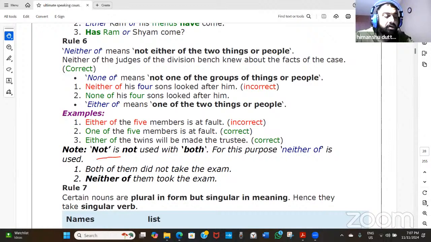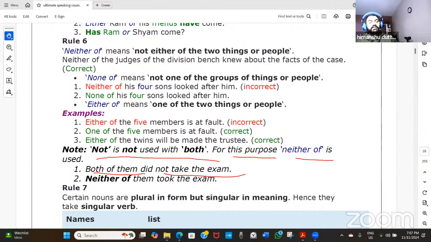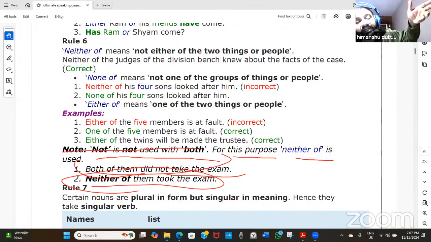Then, not is not used with both. For this purpose, neither of is used. Instead of saying both of them did not take the exam, we don't use both, we will use neither of them. Neither of them took the exam. It'll be in the positive form, but not in the negative form, because neither is already giving a negative formation. That's how it is.